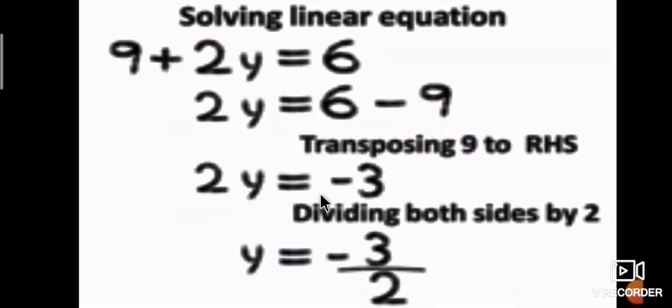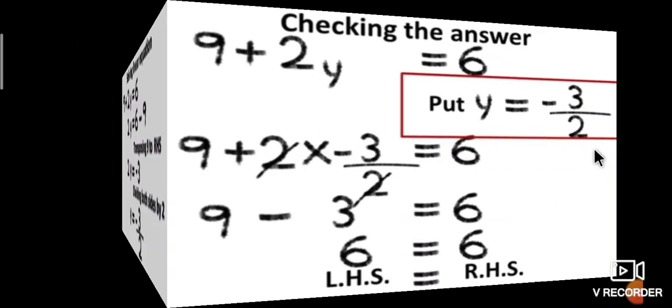Therefore, 2y is equal to 6 minus 9, which is equal to minus 3. Then dividing both sides by 2, therefore y is equal to minus 3 by 2. This is the solution of this equation.